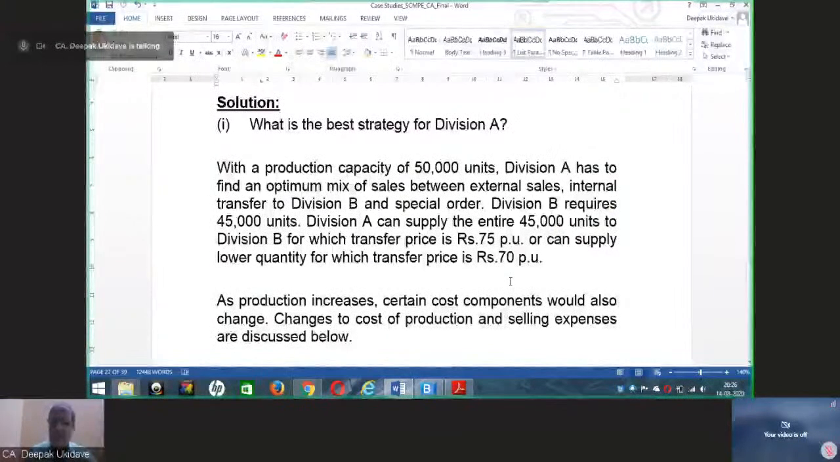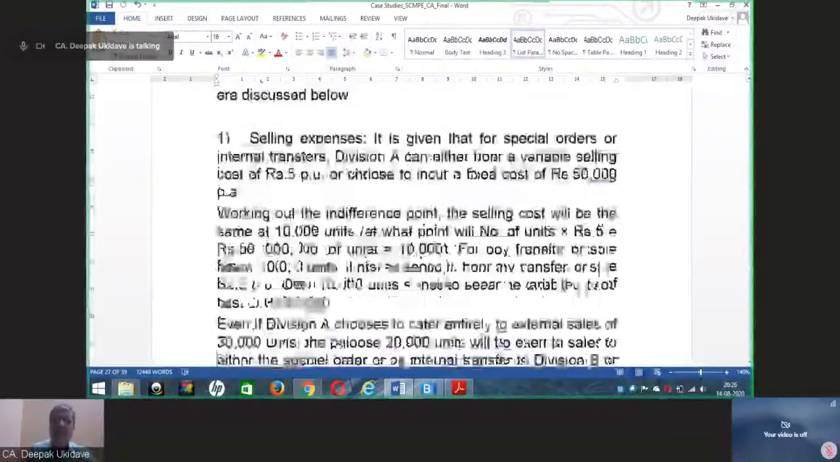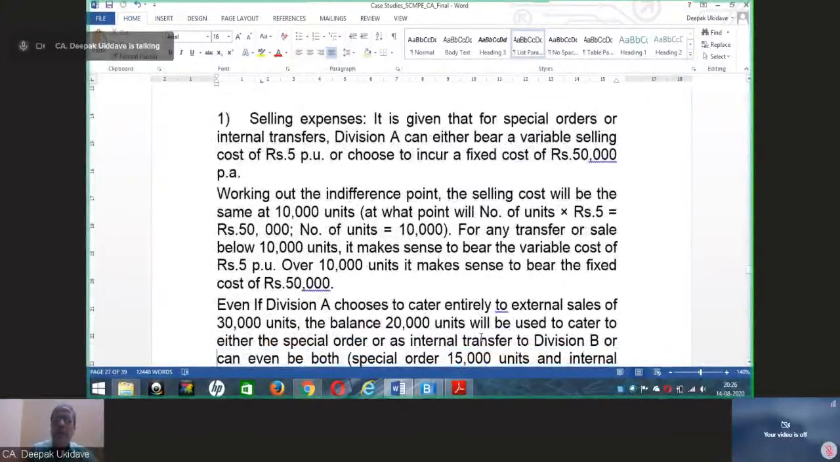As production increases, certain cost components would also change, namely cost of production and selling expenses, as discussed below. So you are given the differential cost in terms of selling expenses and cost of production. It is given that for special orders or internal transfers, division A can either bear a variable selling cost of rupees 5 per unit or choose to incur a fixed cost of rupees 50,000 per annum. That's again a choice. Division A has to decide whether it will bear a variable selling cost of rupees 5 for the special order and internal transfers, or incur a fixed cost of 50,000.